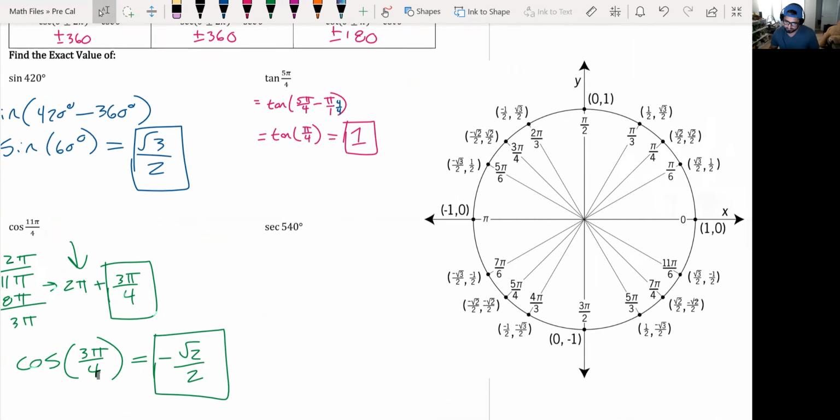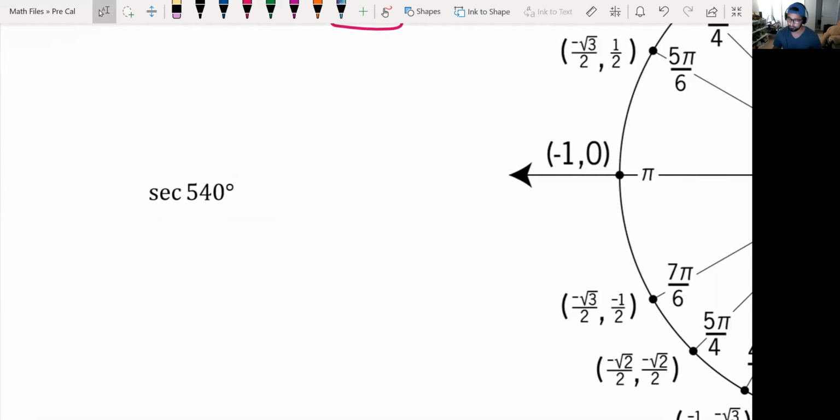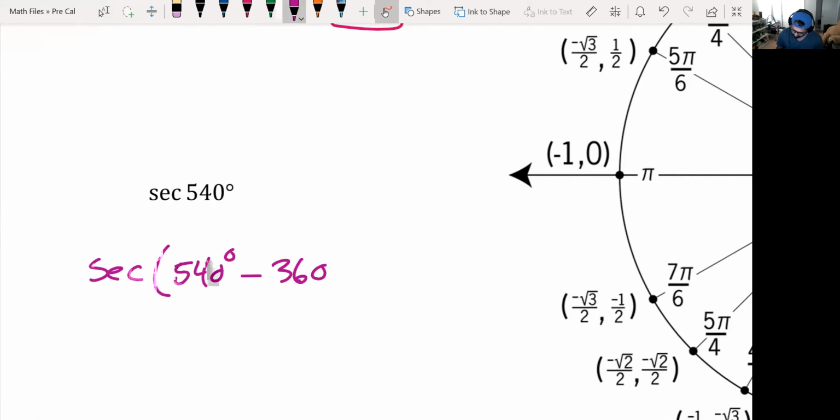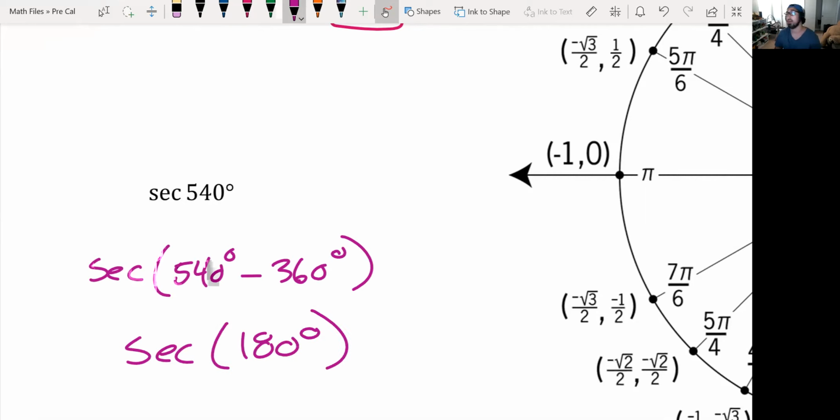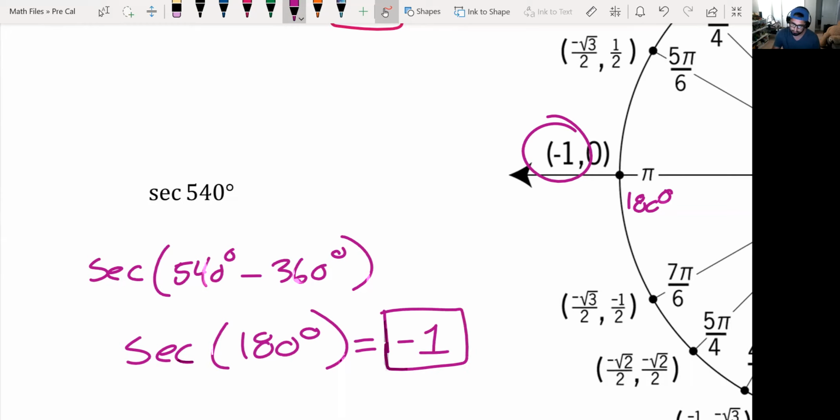Secant of 540 degrees, so that's definitely over a revolution. So we go ahead and subtract 360, and that's going to give me the secant of 180 degrees. Okay, well, here's 180 degrees. Secant is the reciprocal of cosine. So if cosine is -1 at 180 degrees, the reciprocal of -1 is still -1. That's it. Nothing to it.